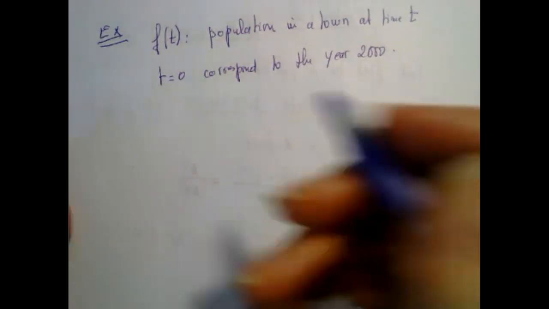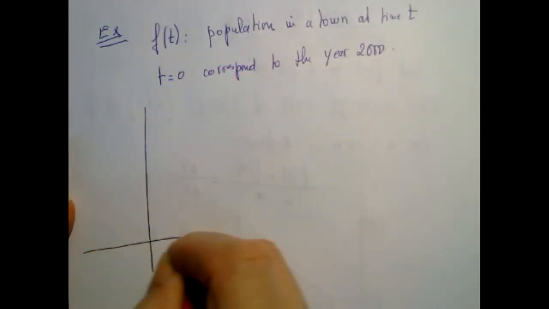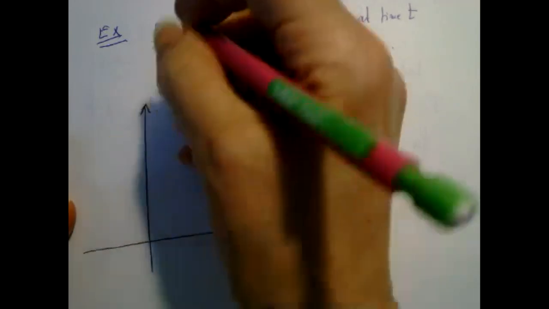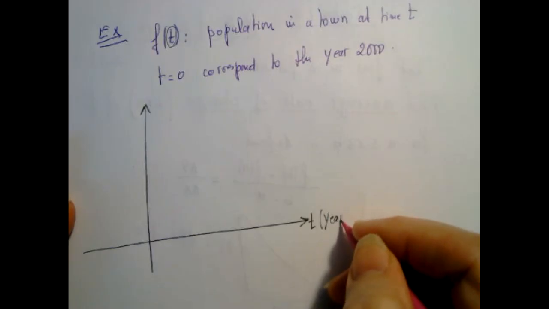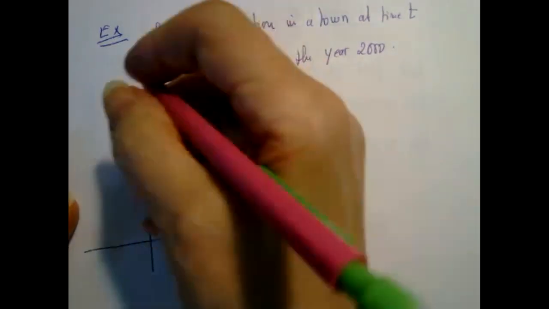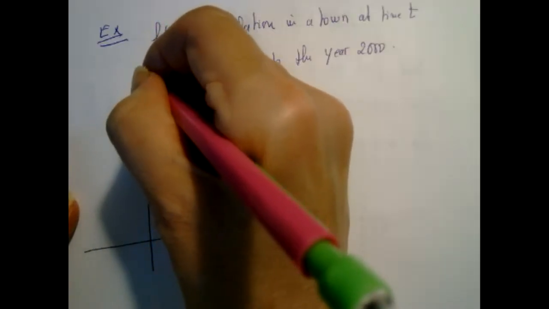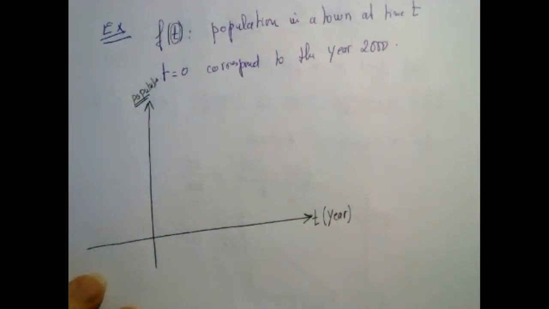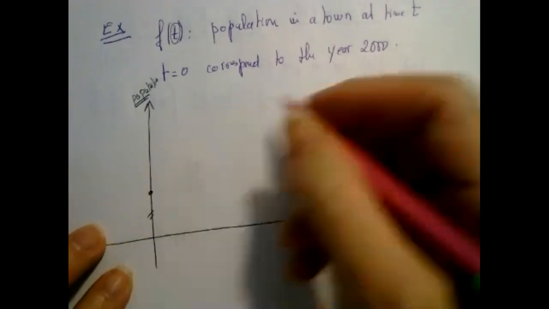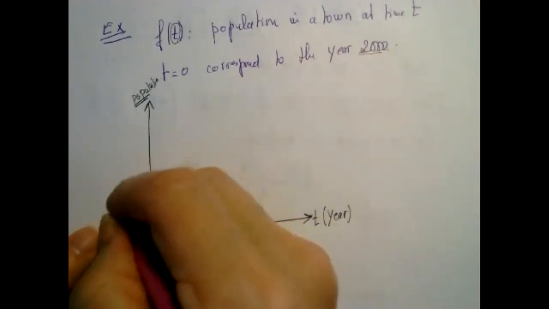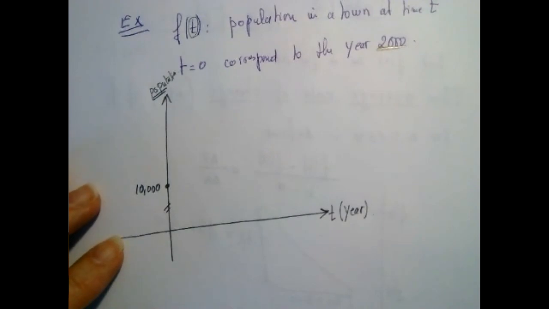And I'm going to give you the graph of this function. So this is the graph. I say time here, I'm looking at it as the input, which is in years. And my output is the population. Now let us say these are some numbers. So initially at t equal to 0, which means the year 2000, we had 10,000 people, all right?